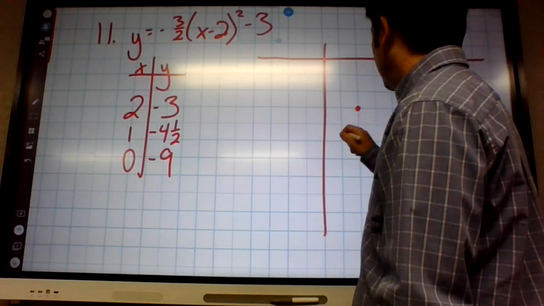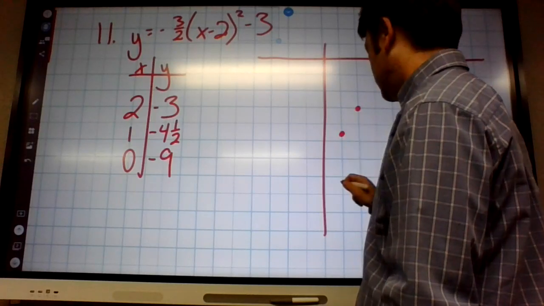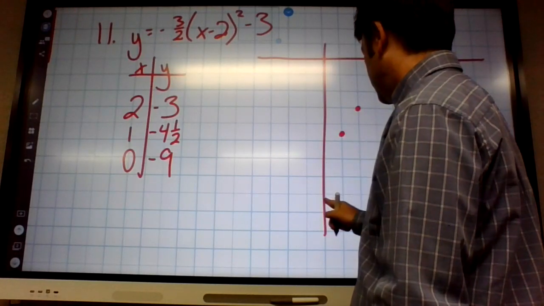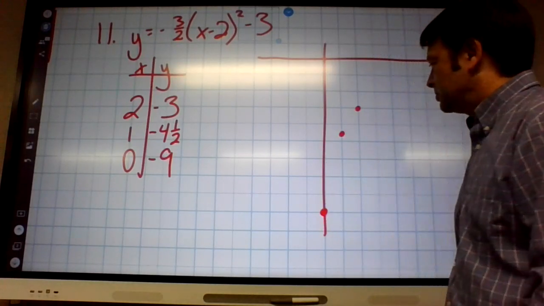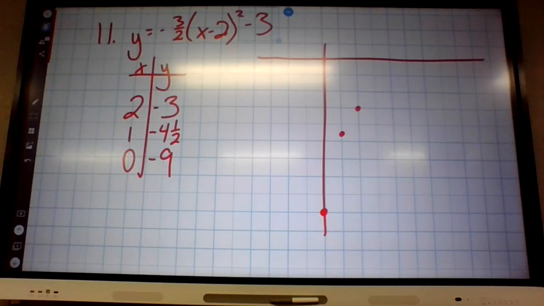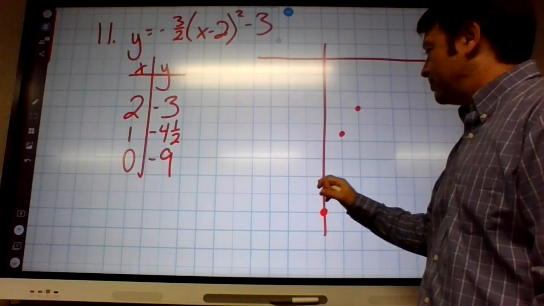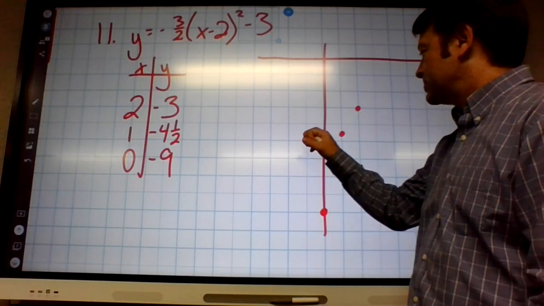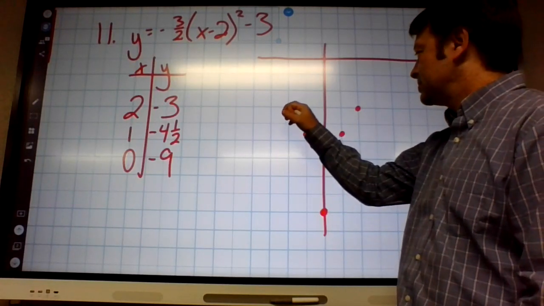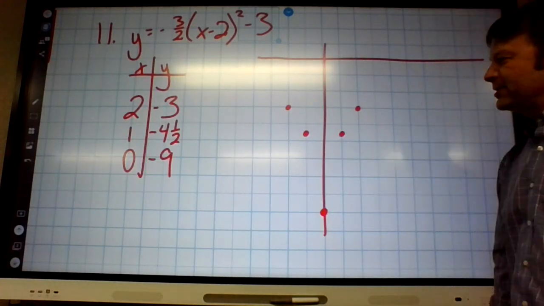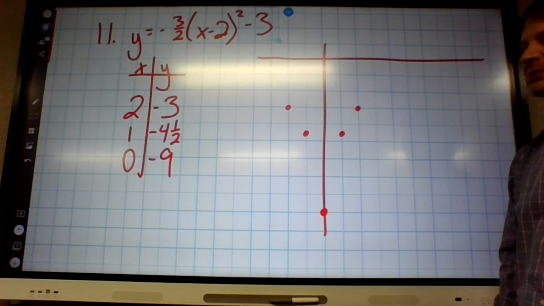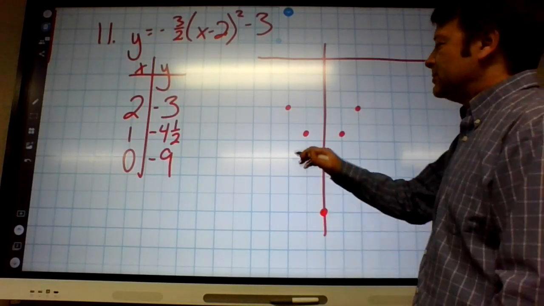One, negative 4.5. 5, 6, 7, 8. Okay. A lot of people get this kind of problem wrong because they will do this. Can you guys tell me why that's wrong?